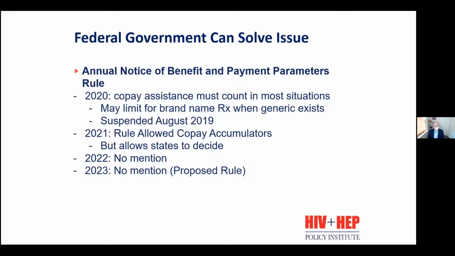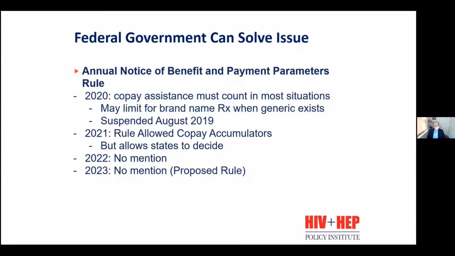So in 2019, as we were working on the 2020 Notice of Benefit and Payment Parameters Rule, they always work in advance for the future years. The Trump administration actually said, at our urging and request, that copay assistance must count in most situations, but it could be limited for brand name drugs that have a generic equivalent. And so that was amazingly good news for the patient community, with something that we've been working on for a couple of years, raising this issue and telling them how this impacts patients.